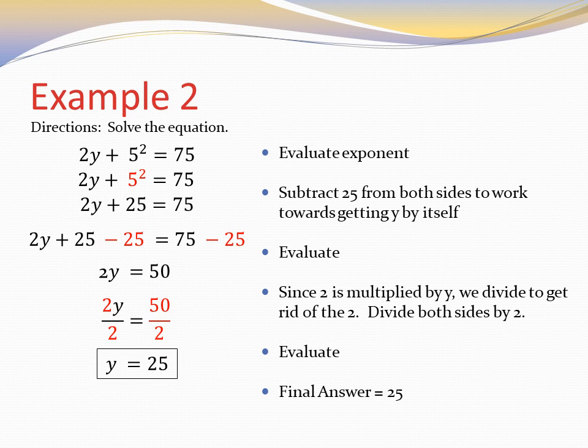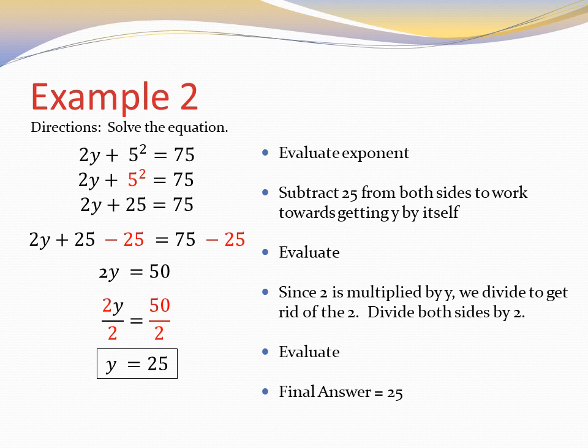Now again, we're trying to isolate the y, so we want to move everything away from it. So the next step is to move the 25 to the right hand side of the equation. In order to do that, since 2y is being added to 25, we must subtract 25. We do the opposite. So we get 2y plus 25 minus 25 equals 75 minus 25. When we evaluate, 25 minus 25 goes away. That's 0, so we're left with 2y on the left-hand side. And then 75 minus 25 is, of course, 50.